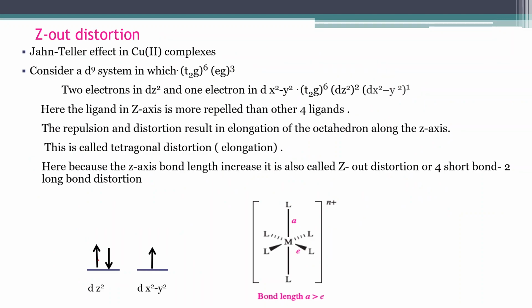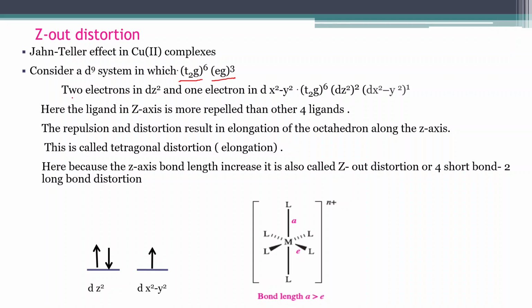And the other thing is that there are two types of distortions possible. Either we will say z-in or z-out, or static or dynamic. First of all, we will discuss the most important one, that is the z-out distortion, which is the most commonly found distortion. So we will take copper 2+ as a classical example. We know copper 2+ is a d9 system, and the electronic arrangement is in such a manner that t2g6 and eg3.